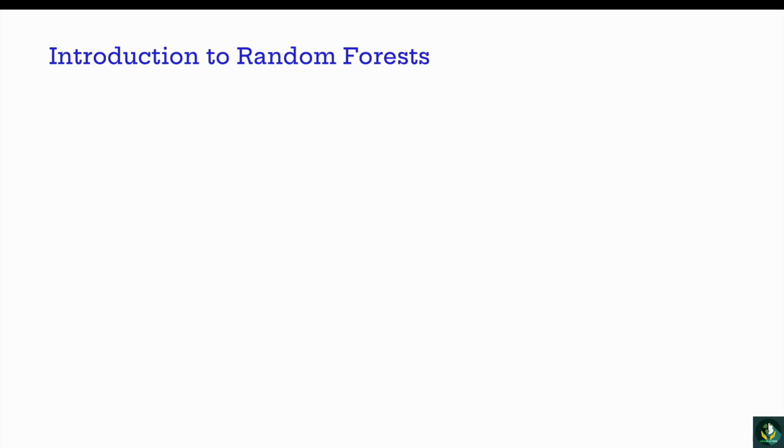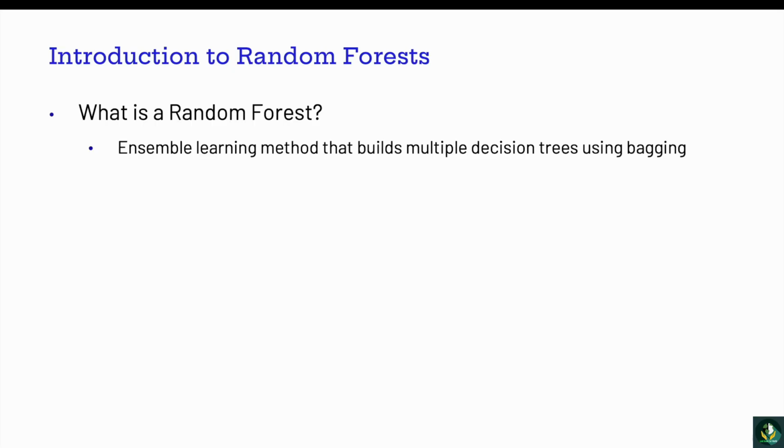Now, let's talk about random forest. What is random forest? Random forest is an ensemble learning method that builds multiple decision trees using bagging. It introduces an additional layer of randomness by selecting a random subset of features for each tree split. This makes random forest robust and reduces overfitting.